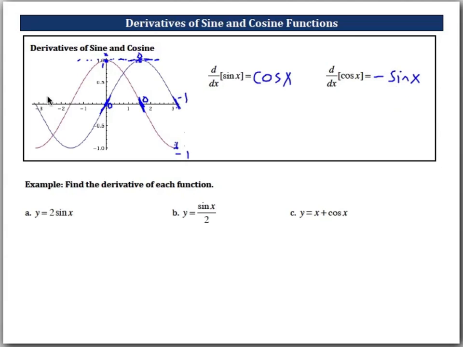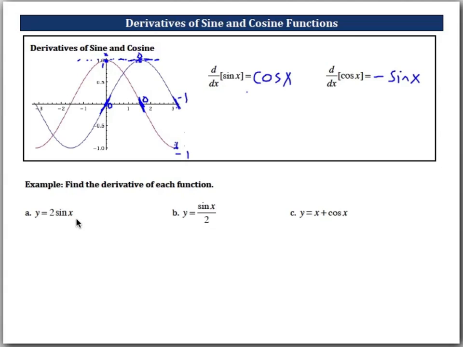You can spend a little more time if you want to try to see how that works right over here. But you can also memorize these. Derivative of sine is cosine. Derivative of cosine is -sine. So you will have to have those memorized. So let's go ahead and find the derivatives here.